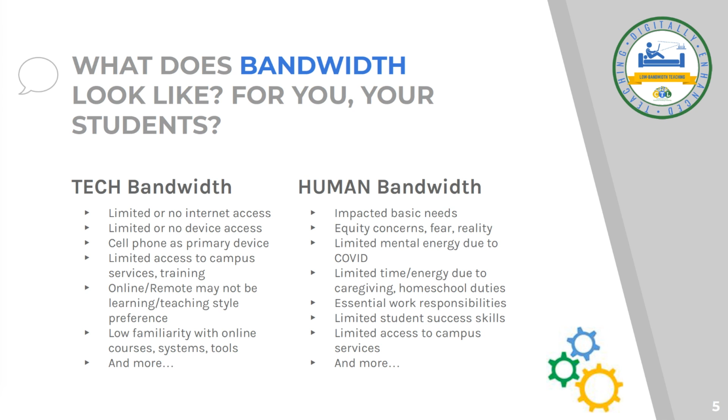Human bandwidth may include impacted basic needs, equity concerns, fear in regards to the context of our reality, limited mental energy due to COVID, limited time and energy due to caregiving or homeschool duties, essential work responsibilities, limited student success skills, and limited access to campus services. Again, many other variables exist that may not be listed here.